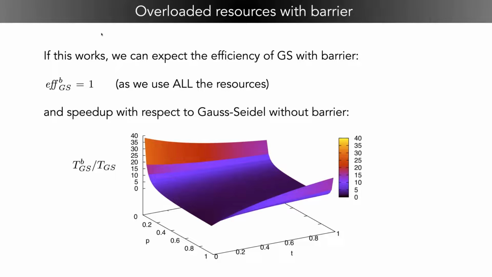So what I've done here is to see as a function of P and T. Remember, P is how we distribute the CPUs between the different physics, and T is the relative load of the physics. And this is the speedup we can obtain with respect to the normal Gauss-Seidel. So if this works, then we can be much more efficient at any place of P and T, because you don't even have to choose P.